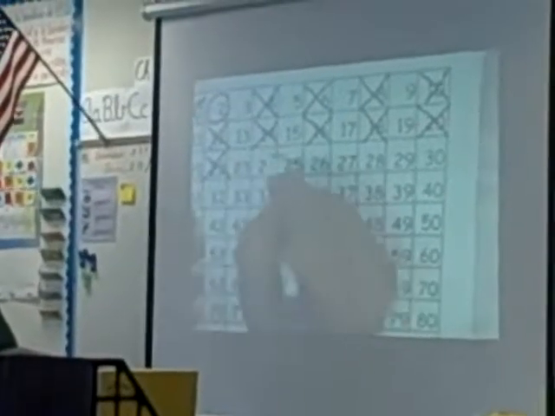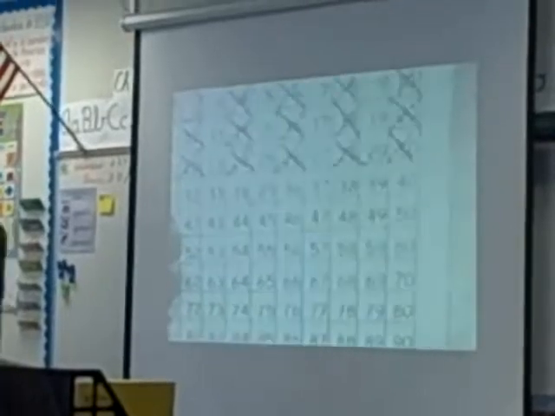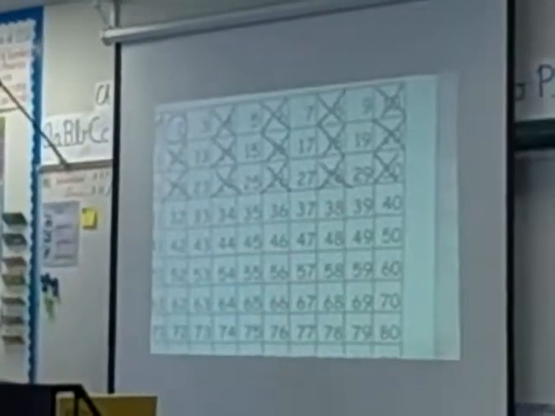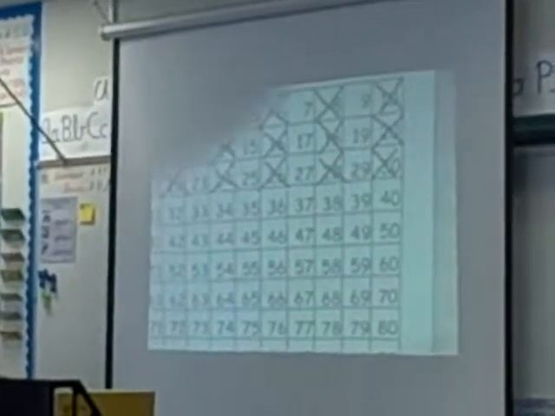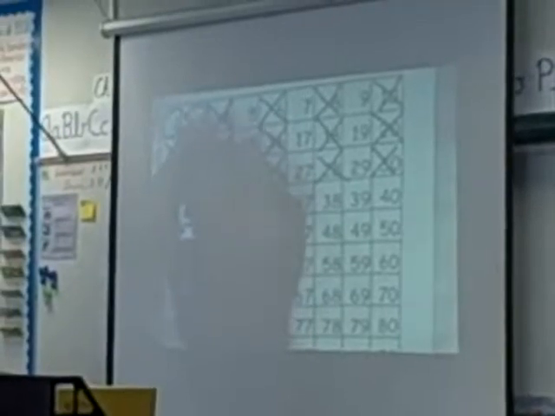We could just go straight down, but we're not going to do the whole thing, so I'm not going to do that. You could put a line down, but I'm just going to stop right there. What's the next open number after 2? What's the next open number that's not crossed out? 3. Here's your next prime number.